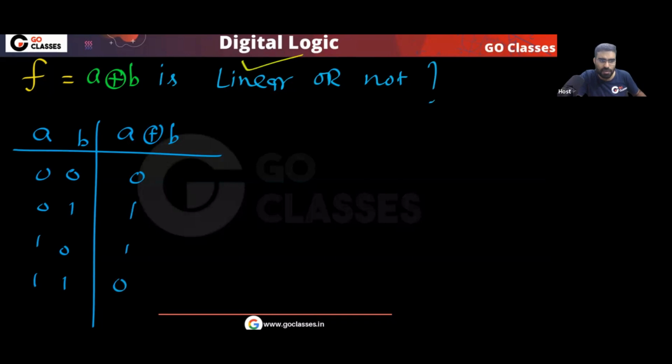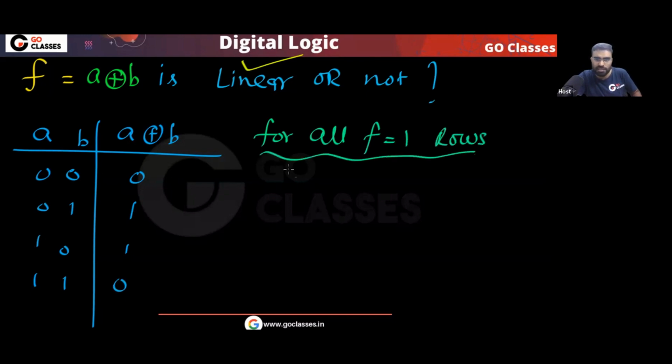Why is this linear? See, this is linear because of what is happening. For all f equal to 1 rows, how many ones are there in the input? Odd ones in the input. Yes or no? In the input, you have an odd number of ones.